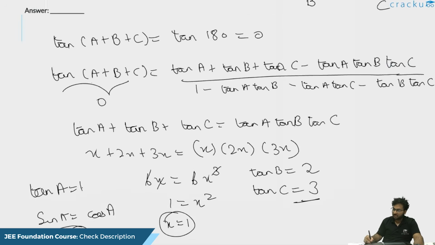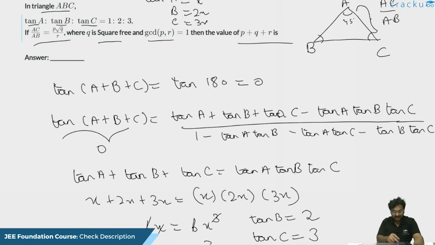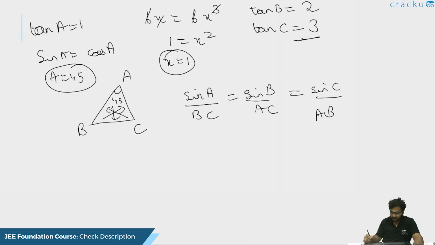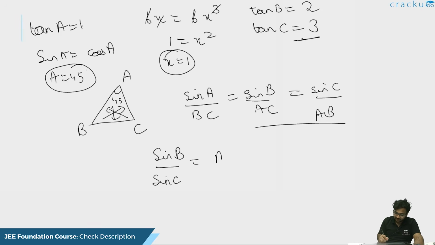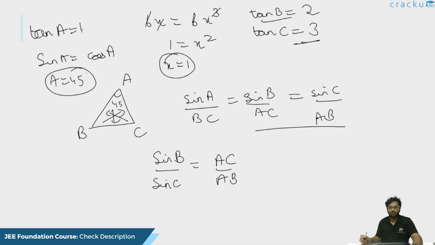Now let us look at what is given. So basically AC by AB is equal to P root Q by R. We need to find first of all AC by AB. So I can write sin B upon sin C is equal to AC upon AB. Now what is sin B? So basically if tan B is equal to 2, tan B is sin B upon cos B. So this is 2 by 1.